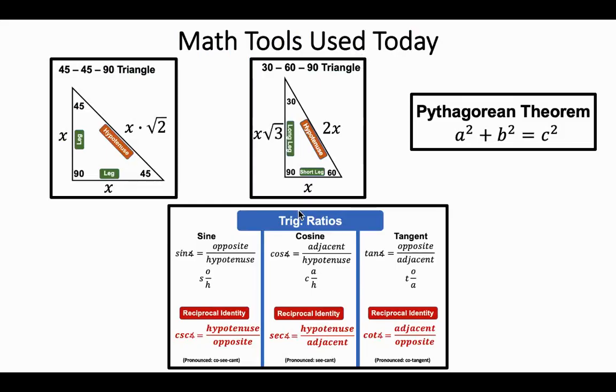Okay. Just a little recap. These are the tools that we used: 45, 45, 90, 30, 60, 90, Pythagorean theorem. These are your trig ratios, a nice little neat note page if you need it to help you with the homework.